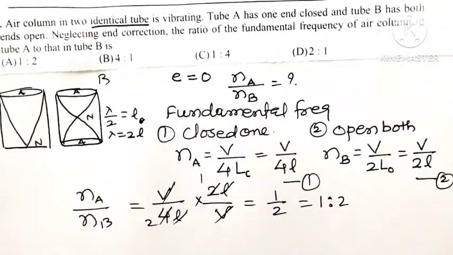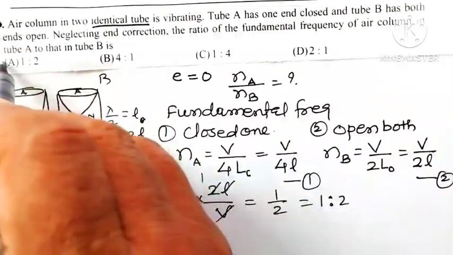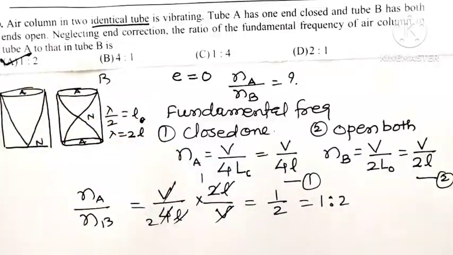So out of the 4 options, look at option A. What is option A? It is 1:2. So A is the correct option for this question.